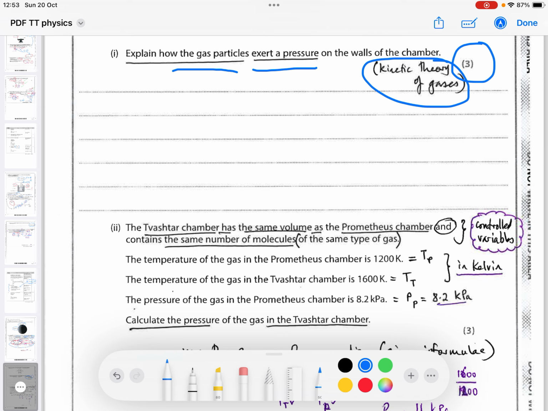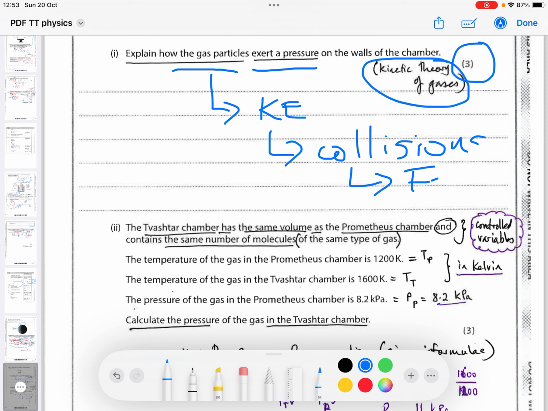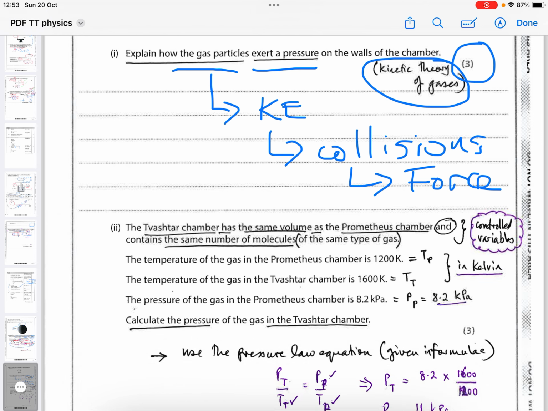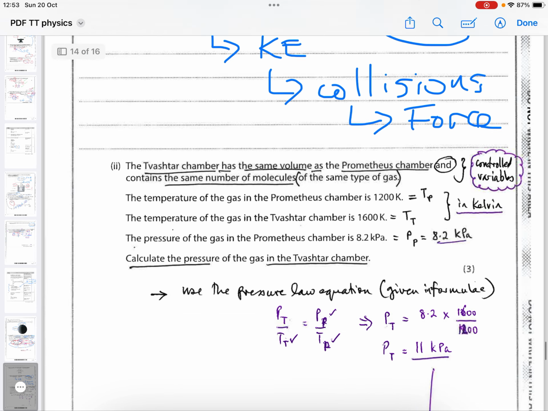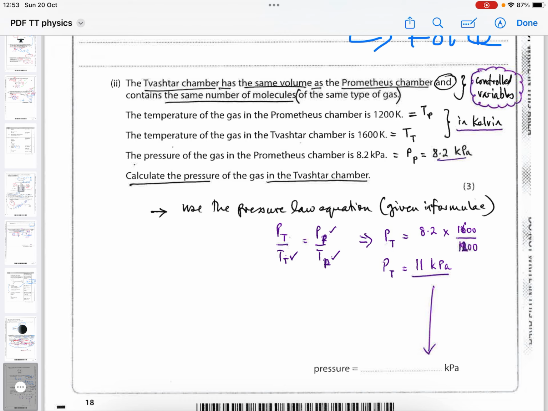So the particles have kinetic energy, yes, and therefore there's going to be collisions, and collisions lead to force. And what is pressure? Pressure is force per unit area. Yeah, collisions with the walls, for example, of the container. All right, hope that makes sense. I'm just using my finger as my pen, so it's coming a little bit messy, but hopefully you get the idea, okay?